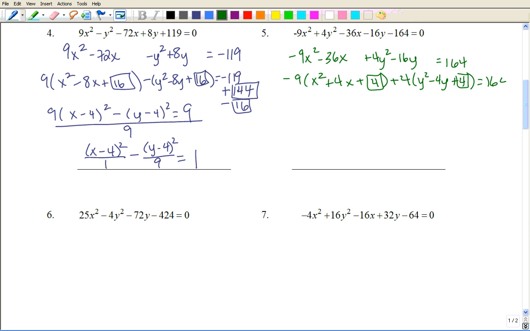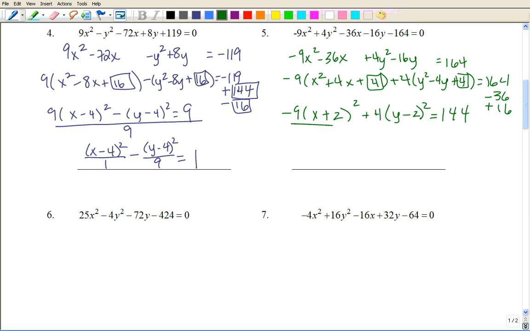equals 164. But we need to add over, since we added a 4 here, we need to add something over here, but it'll be negative 9 times 4. So actually we're going to be subtracting 36. And then as far as this 4, we didn't just add 4, we added 4 times that, so we added 16. So now we have negative 9 times (x plus 2) squared plus 4 times (y minus 2) squared equals, that all added up to, what's our favorite number we were just talking about, 144.